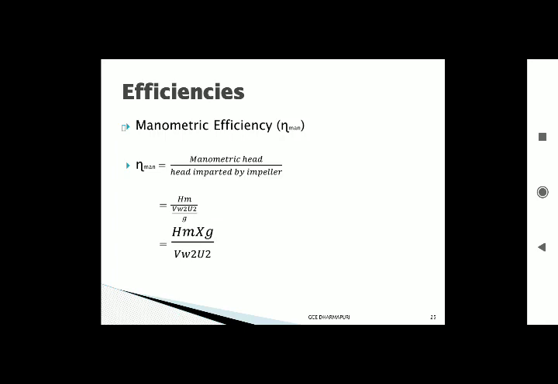In this, the head imparted by impeller, how we can calculate: the whirl velocity at outlet and the tangential velocity at outlet. If we multiply both, then divide by g, we will get the head imparted by the impeller.